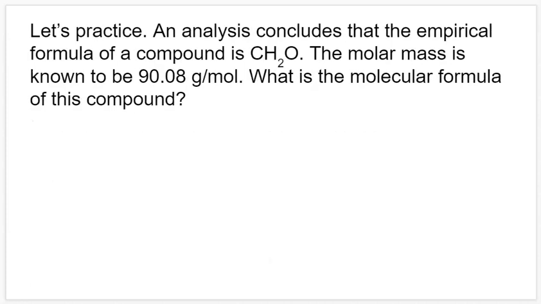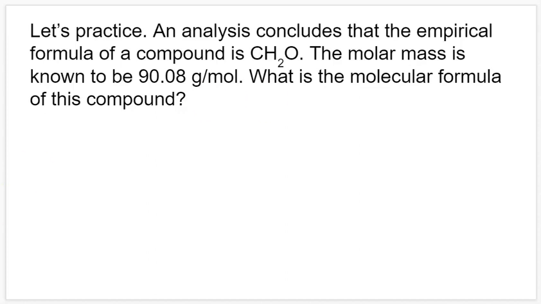All right, now let's do a practice of this. So say we know the empirical formula of a compound is CH₂O. We know it has a 1 to 2 to 1 ratio of carbon to hydrogen to oxygen. And we know the molar mass of this compound is 90.08 grams per mole. What is the molecular formula, or else we could call it the actual formula, of this compound?